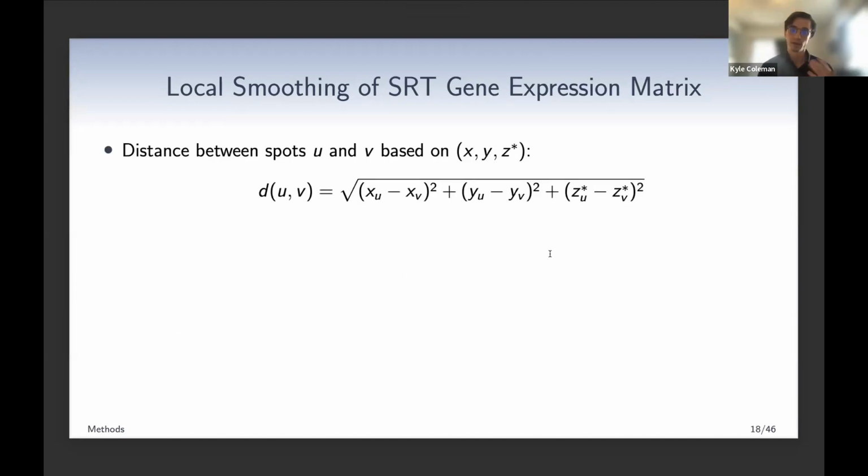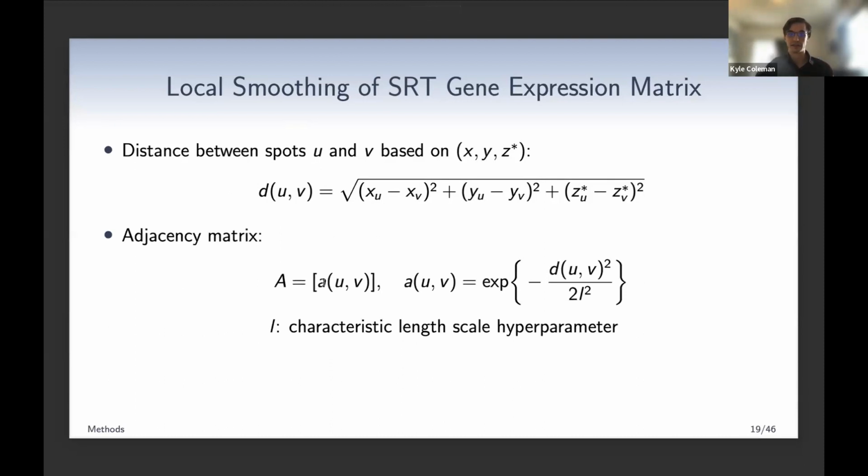All right, and now that we have that value z star, we can then calculate the Euclidean distance very straightforwardly between spots u and v. And this is just the square root of the sum of the squared differences between our x, y, and z star coordinates for two spots u and v in our data set. And we do this for all pairs of spots that we have. So our adjacency matrix is quite large.